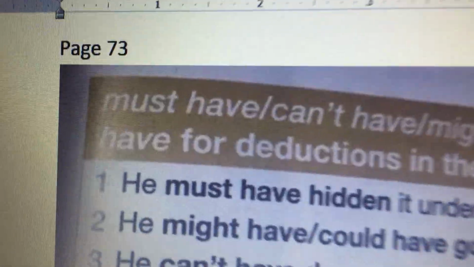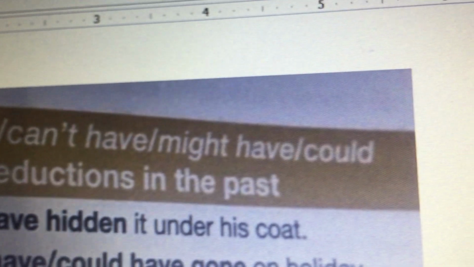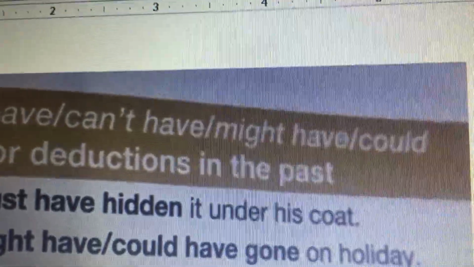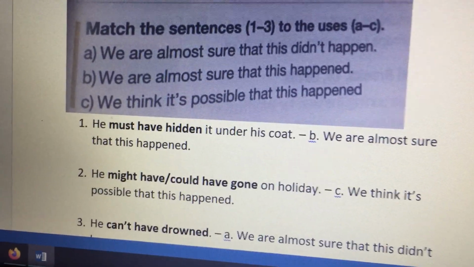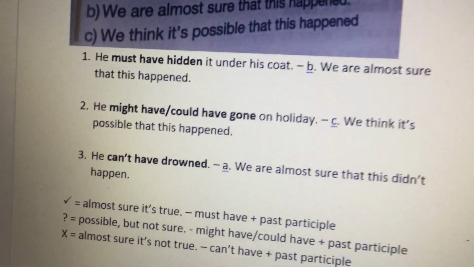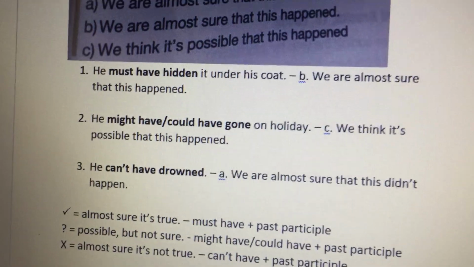Today's lesson is on page 73. We are going to learn grammar: must have, can't have, might have, could have for deductions in the past. Here we have some examples, and when we use must have, might have, could have, and can't have.